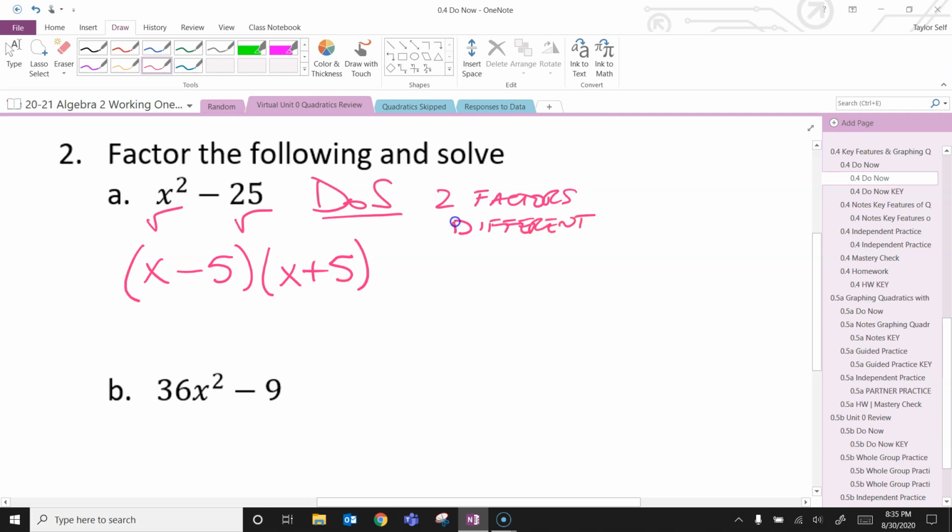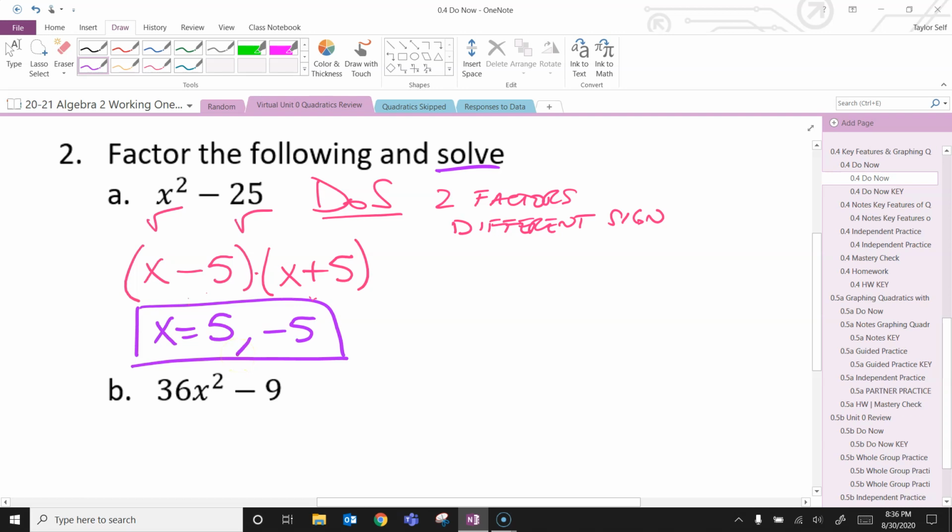Someone asked, does it matter if I put the minus factor first or the plus factor first? It does not matter. This operation is multiplication, so it doesn't matter which order you put these two factors next to each other. Okay, cool. Let's solve now. So we need to solve still. X equals, flip the sign, 5, comma. I'm putting a comma instead of writing x equals again, because that's okay. -5. Sweet. Done.